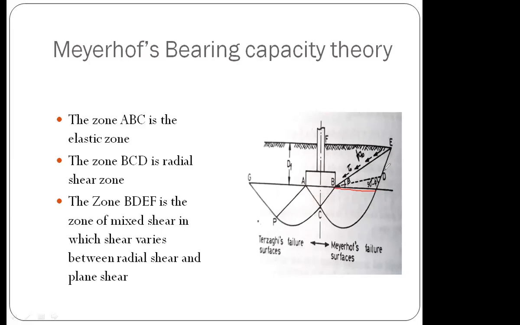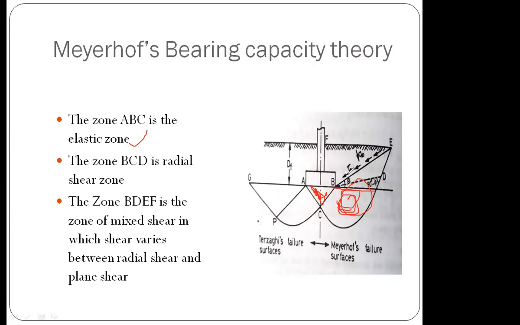The zone ABC is called the elastic zone. This triangle portion is called the elastic zone. The zone BCD is called the radial shear zone. Then the zone BDEF, which is above the base of the foundation, this portion BDEF, above the base of the foundation.